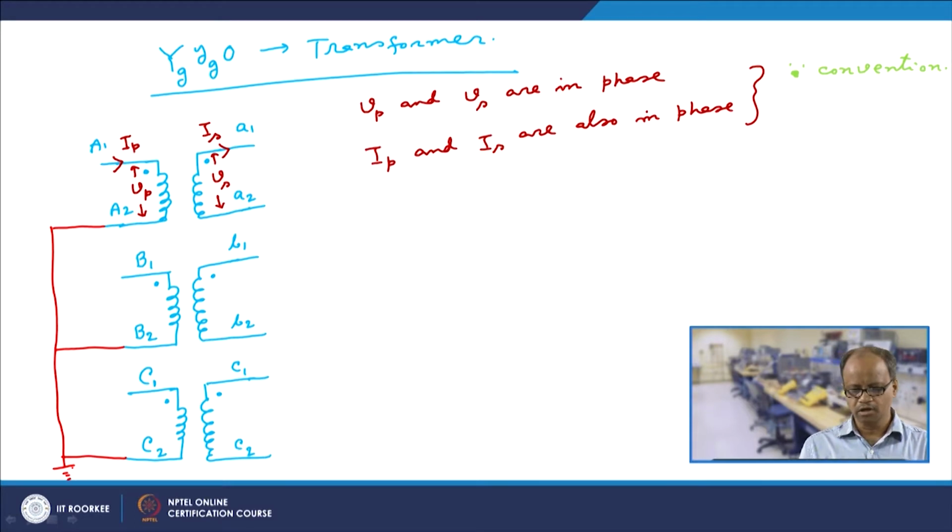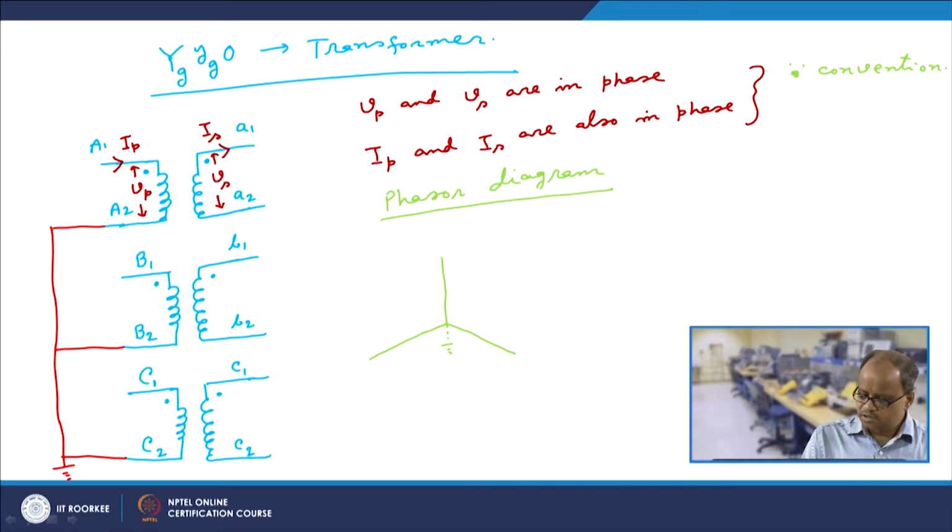So, what are we doing? After I join this, we draw the phasor diagram. So, now let us draw the phasor diagram. What would be the phasor diagram at the primary side? So, this is grounded.